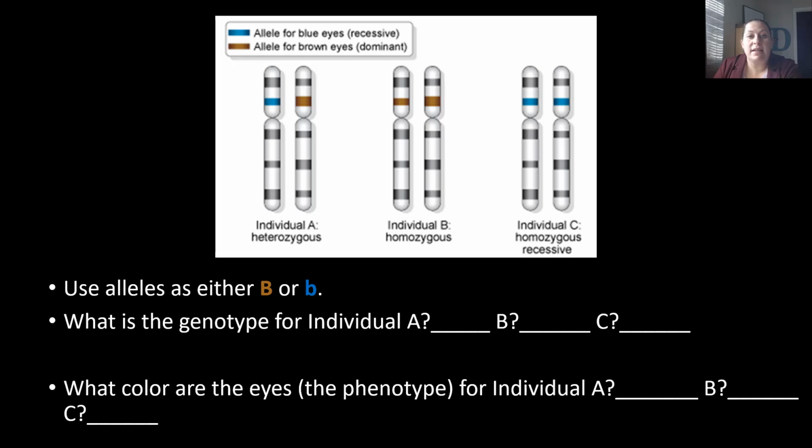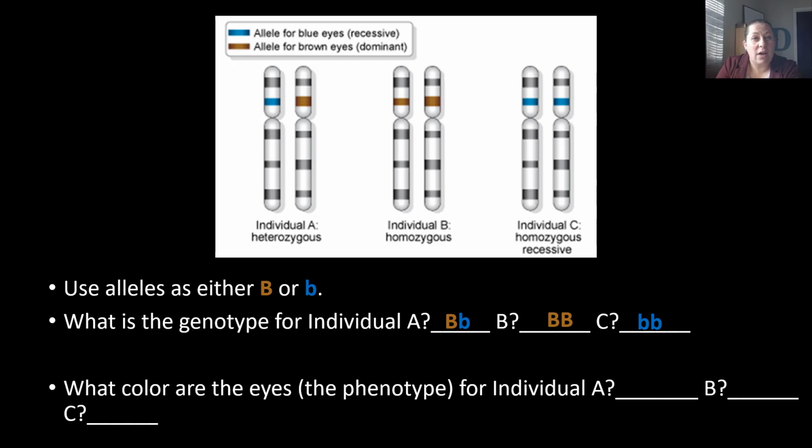Now, if you'll notice, big B in this case is brown in color. This means that brown is dominant over blue. Blue is recessive. So what is the genotype for individual A? If individual A is heterozygous, they are going to have one brown and one blue, so they are big B, little b. But what about individual B, who is homozygous dominant? Because they have brown, this would be big B, big B. And then individual C is homozygous recessive, and so they are going to be little b, little b.